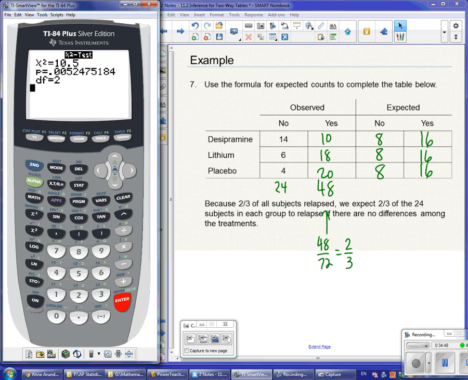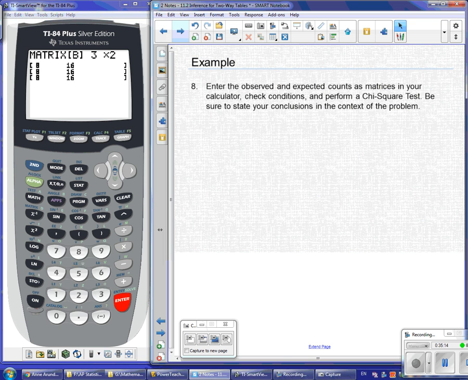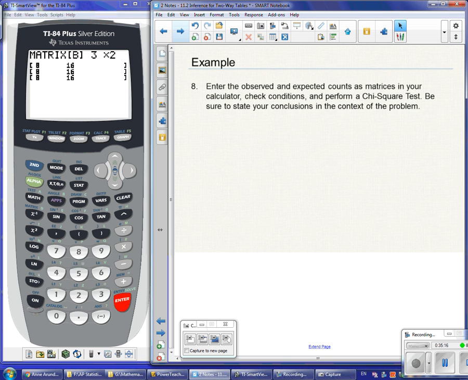Now I'm doing this backwards because obviously we should be setting up our hypotheses and checking conditions. But if I go into my matrix now, into my second matrix, matrix B, and again, I'm going to do it under the edit menu because it makes it a little bit easier to see. You can see that we were right in terms of the expected. So you do want to list your expected matrix on your paper because it helps you to verify that the conditions are met. So let's go ahead and write everything out that we need for this test.